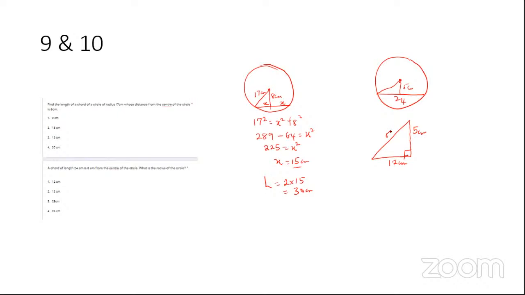Now, getting the radius. If you need to get the radius here, we just use Pythagoras' theorem. The radius squared equals 5 squared plus 12 squared. So if you do it well, you get the radius. So the radius for that one is 13 centimeters.